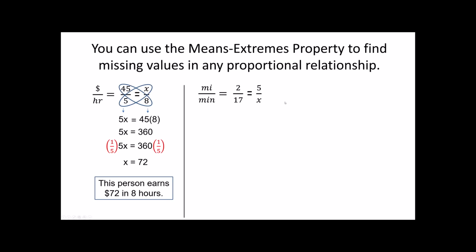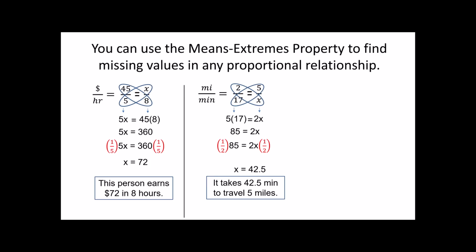Notice miles is always on top, minutes is always on bottom. I can use my means extremes property. 17 times 5, 2 times x, the means extremes property says those two things should be equal to each other. Little computation, clear out my times 2, I'm left with 42.5. It takes 42.5 minutes to travel 5 miles for this person.